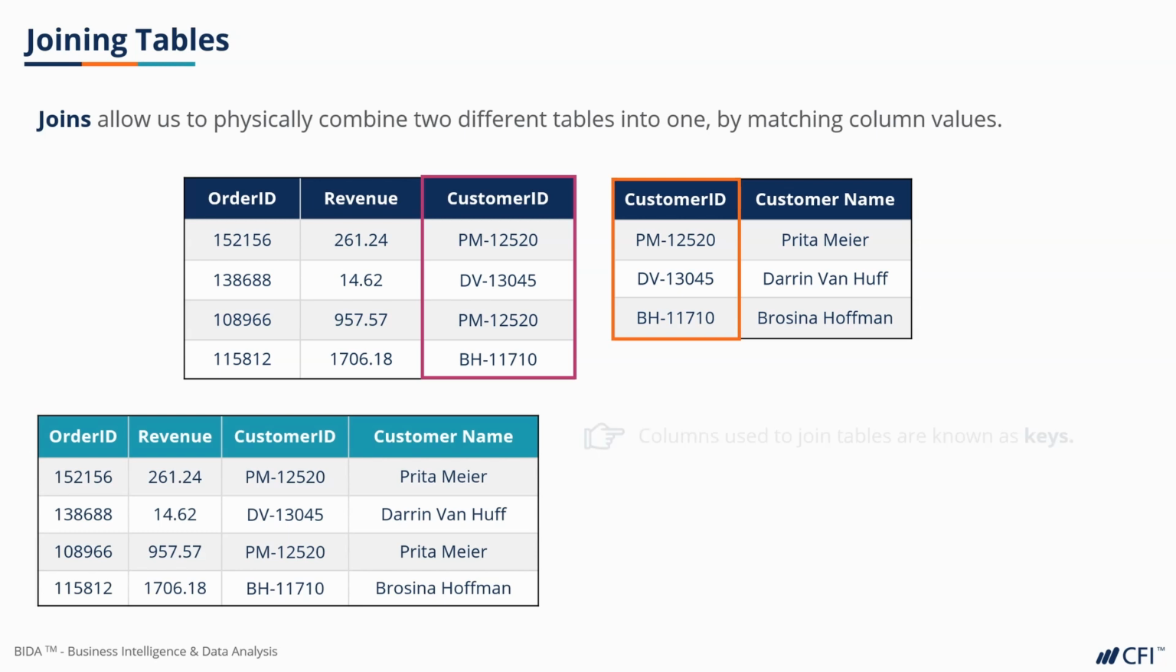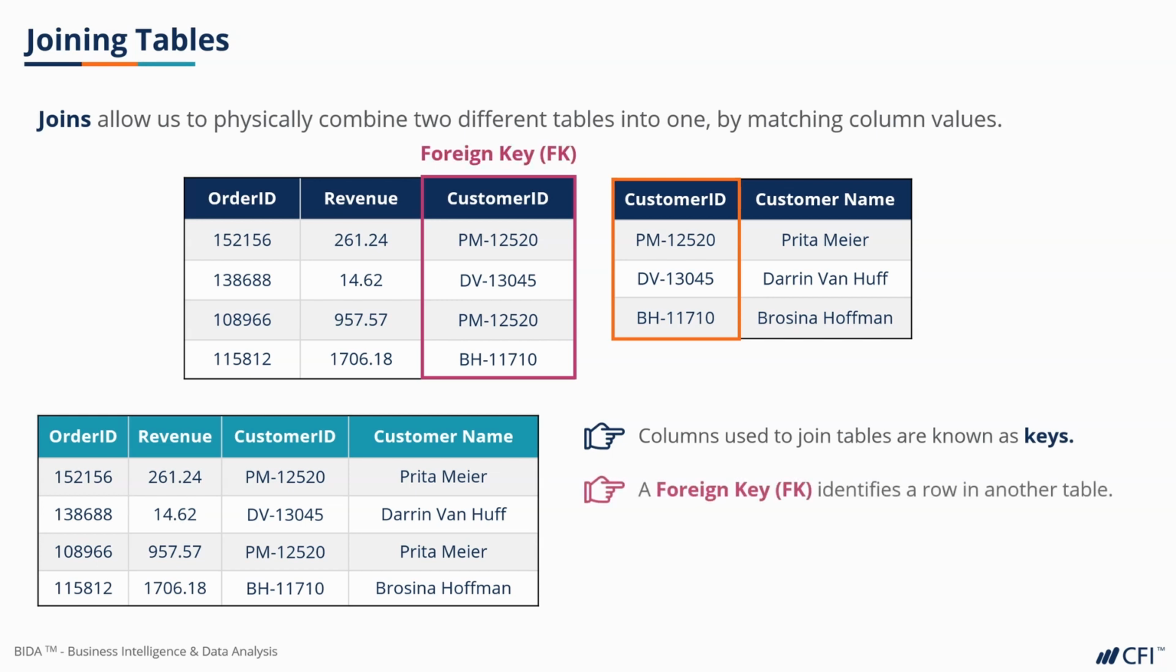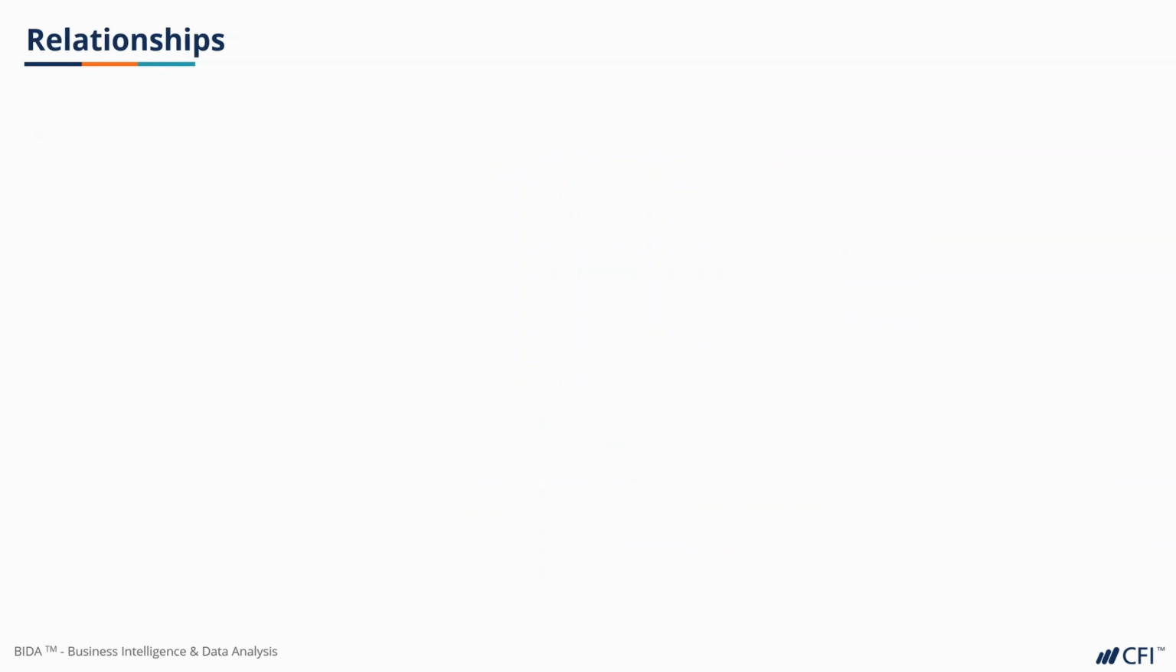The columns that we use to join tables are known as keys. And in our example, the customer ID column in the transaction table is known as a foreign key because it's used to identify a row in another table. Conversely, the customer ID column in the customer table is called a primary key, and that's because it identifies a row in this table.